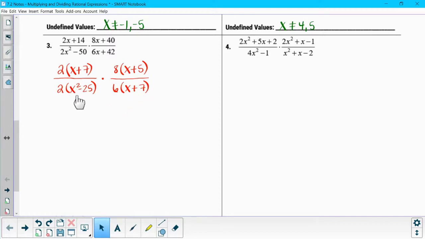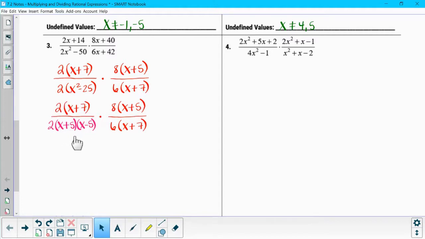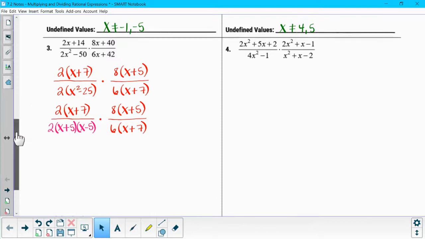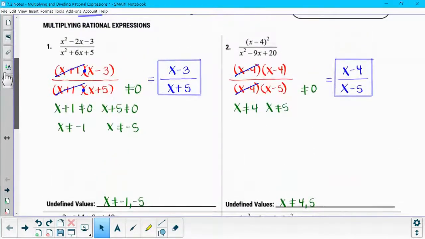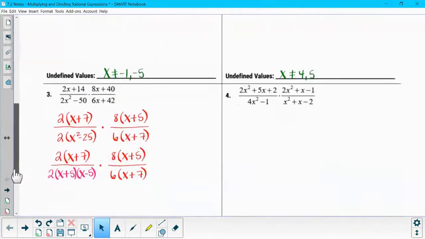And if you notice, right here, x squared minus 25 is a difference of squares. So I need to factor this more. I factor it to be 2x plus 5, x minus 5. Once this step is complete, now notice I don't have a problem similar to number 1 and number 2. I'm not just dealing with one numerator, one denominator in this third question.